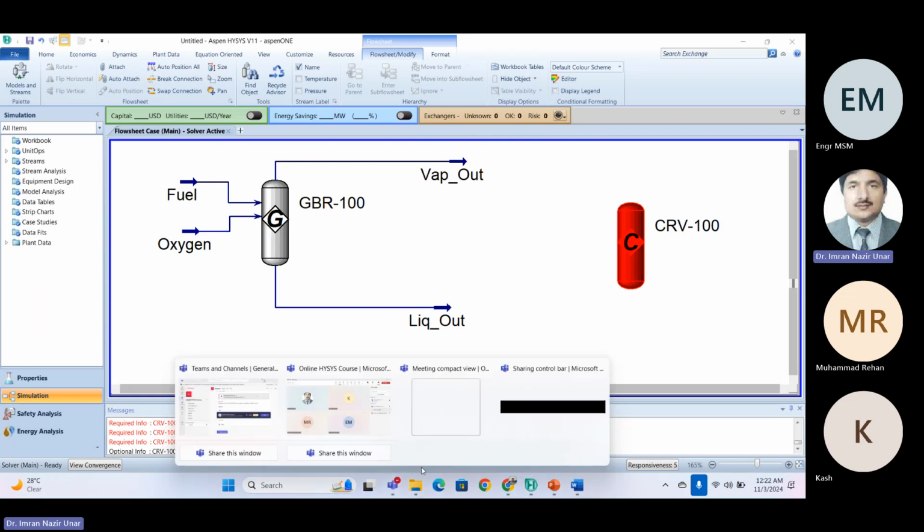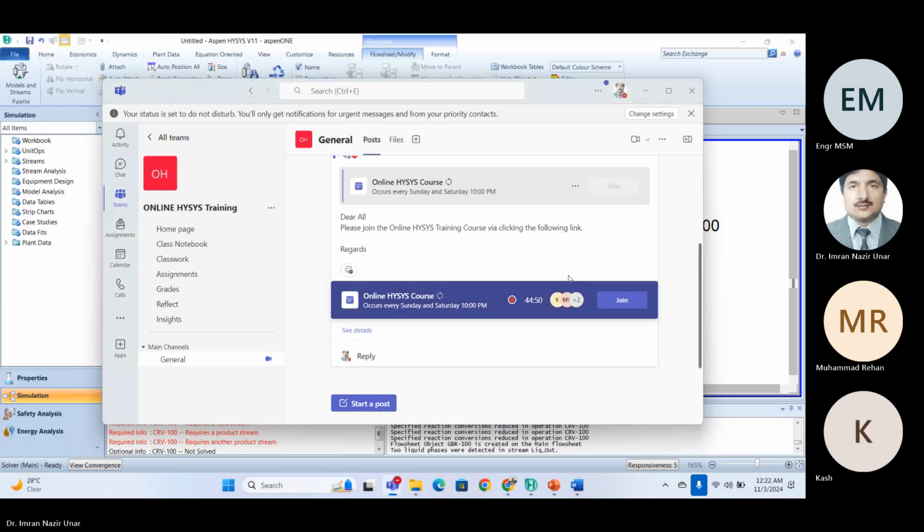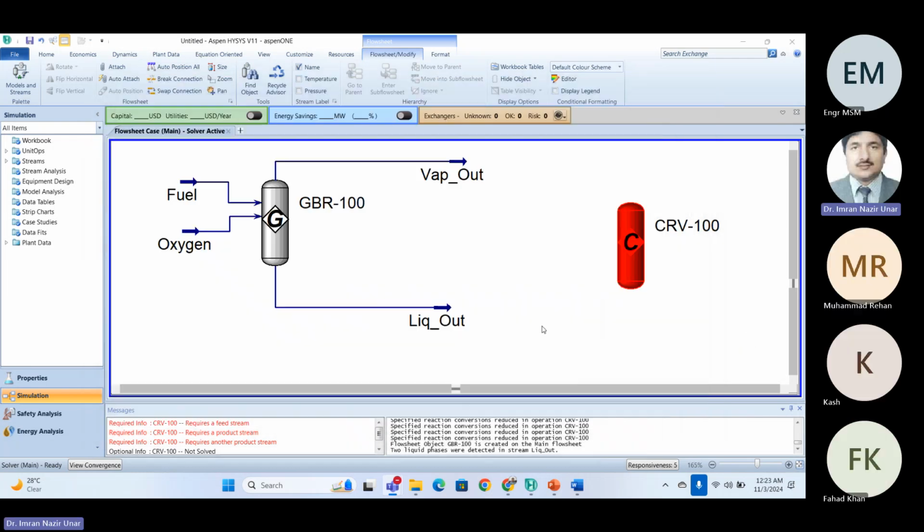You can try, and I think there is some person. Okay, Fahad Khan is admitting. So this is how we can simulate.